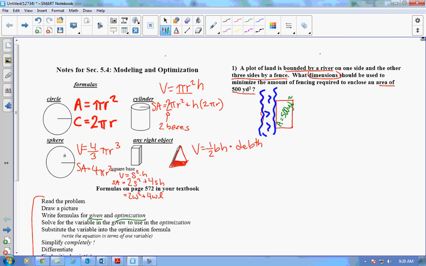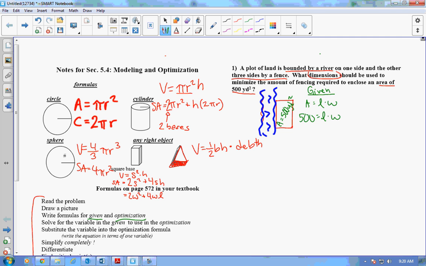Okay? We're going to now write the formulas given for the optimization. They told us area. Do we know a formula for the area of our shape? Do we know a formula for the area of a rectangle, guys? Yeah. Length times width. You wouldn't be in calculus if you didn't know that. Okay? And we know one of these. We know area. We know the A is 500, right? So we just need to solve for one of those variables.